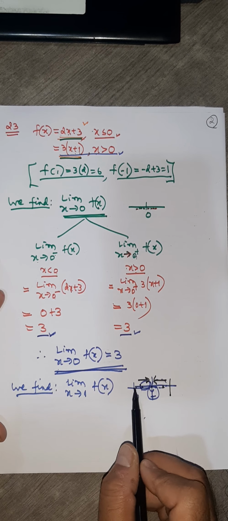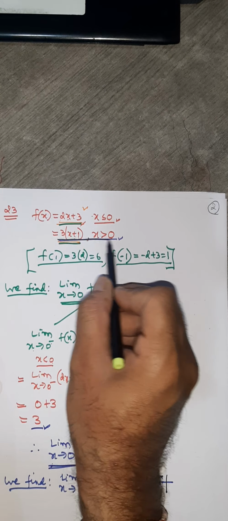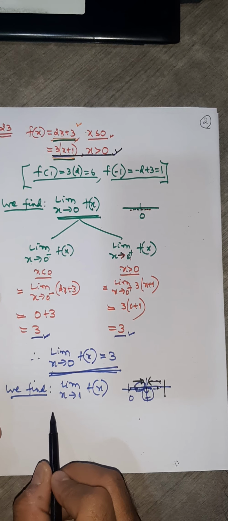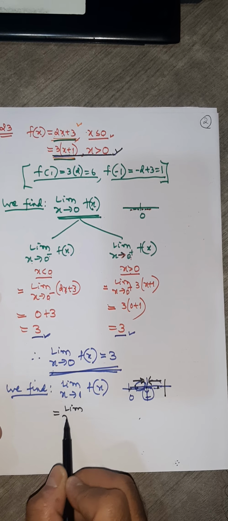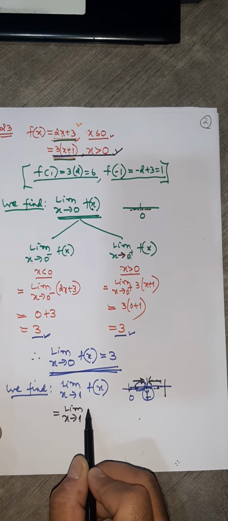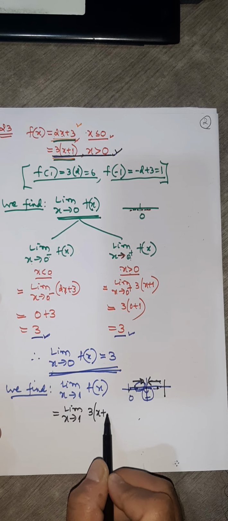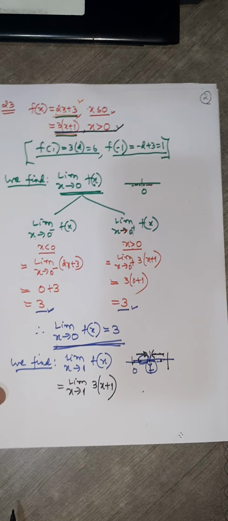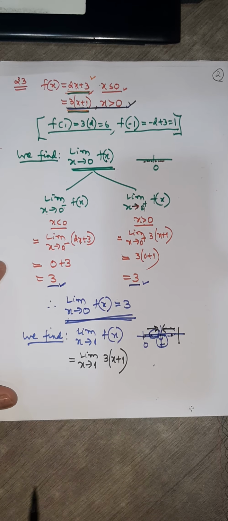If x is more than 0, then there is only one function. Which function? This one. So here you directly don't need to do right and left limits. Limit x tends to 1, just place the limit 1 into x plus 1. This is clear? There is more to understand than to write.